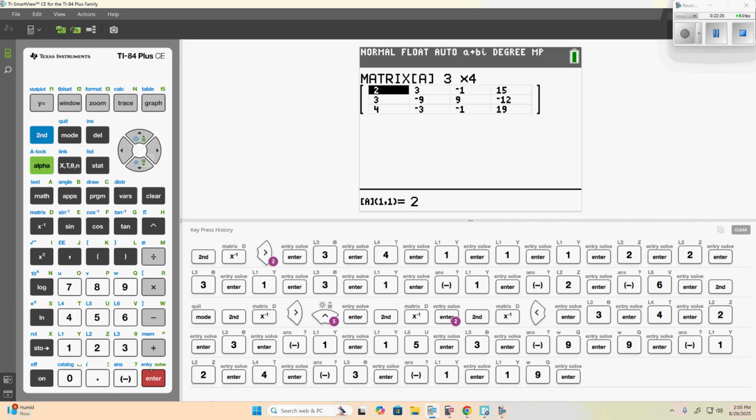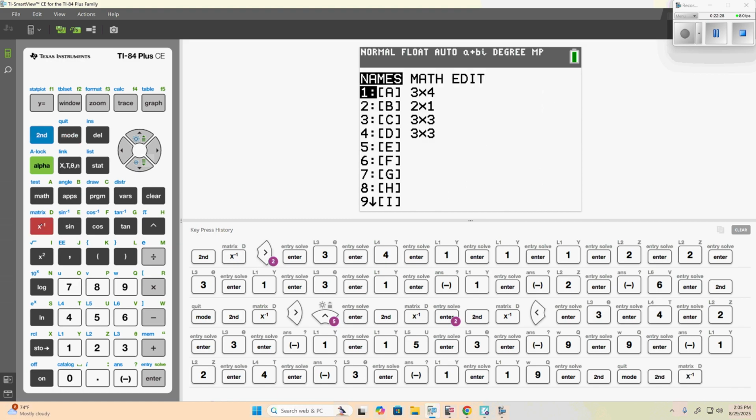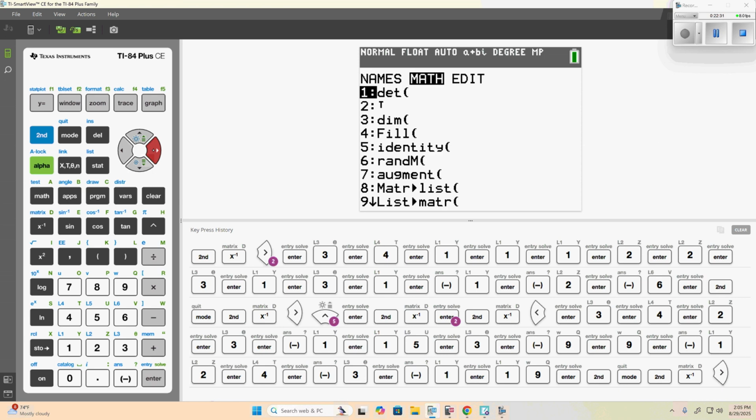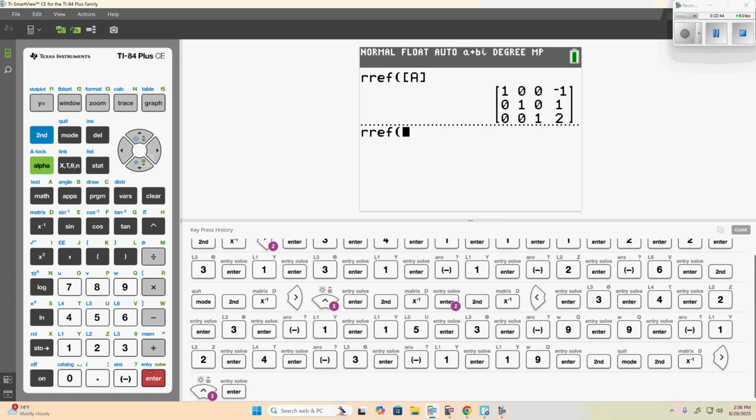Now, once everybody has them typed in, second mode. Now we need the RREF, so we can go second matrix, over to math, and we want to find RREF. We got that there, and then we hit enter. So select go to. So what it's saying is there's no matrix at this point after it.